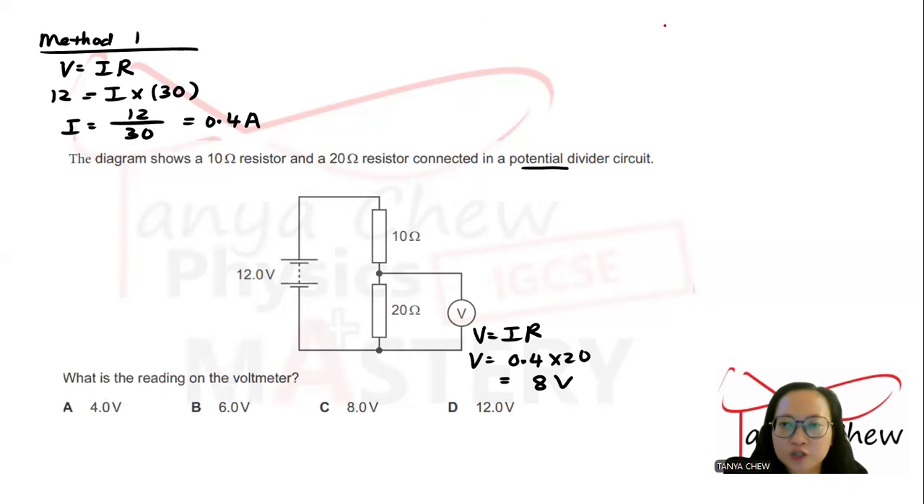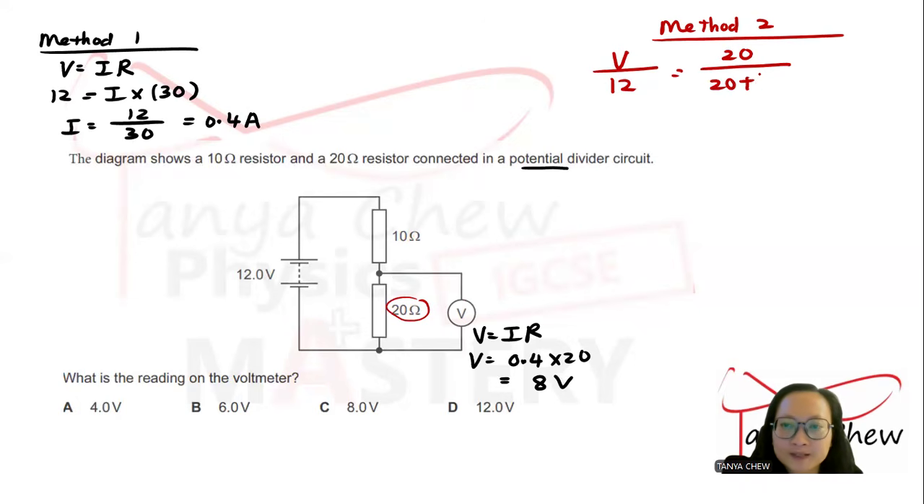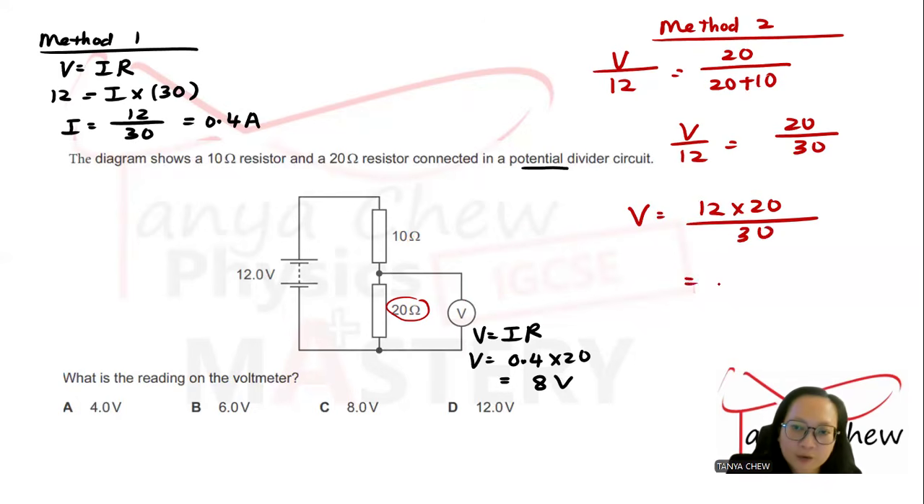So if you want to use potential divider, this is method number 2. I prefer this method. Potential divider: look at voltmeter reading, V over 12, the total voltage, is equal to the resistor connected to the voltmeter, which is 20 ohm, divided by the total resistance, 20 plus 10. So V over 12 is equal to 20 over 30. V is equal to 12 times 20 divided by 30. So you will end up getting the same answer as well. C is the answer. So if you want faster, right?